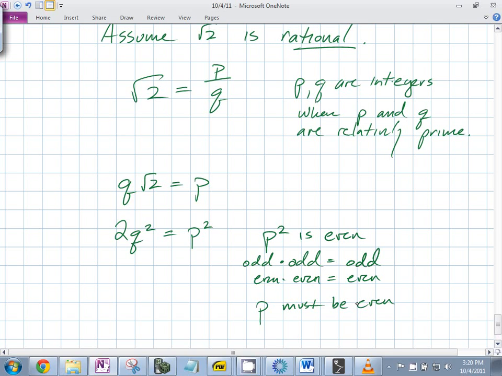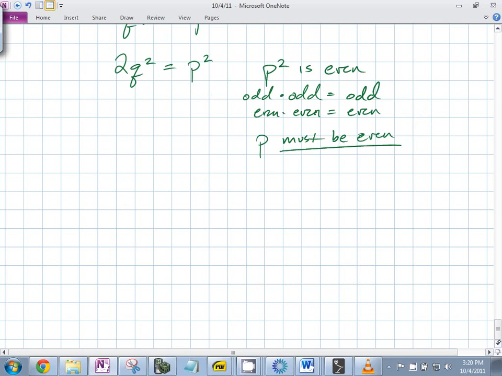There is a punchline. If p is even, what does that mean? What has to be a factor? Do you agree with that? If p is even, 2 has to be a factor. So p is equal to 2 times some number k. Do you agree with that? So let's substitute it back in up here. What do we get? 2q squared is equal to 2k squared, which is 4k squared.